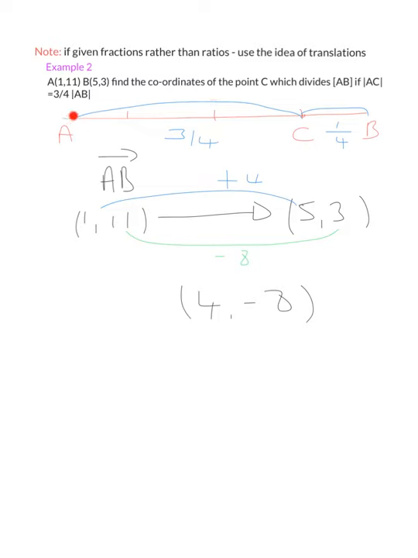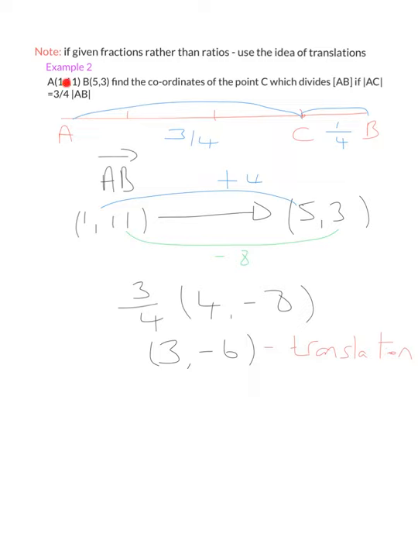But we don't want the full translation because C is only 3/4 of the way. So we're going to get 3/4 of that translation now. 3/4 of 4 will give me 3, and 3/4 of -8 will give me -6. So that now is my translation. We apply that then to A, because if we do the translation from A of (3, -6), it's 3/4 of the line segment AB, and I'll get to C.